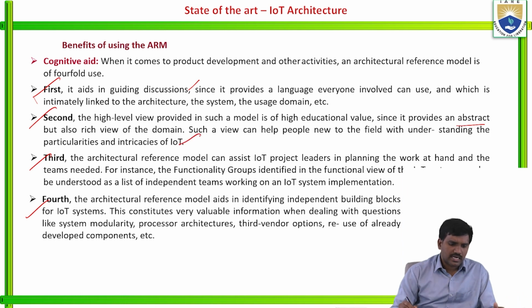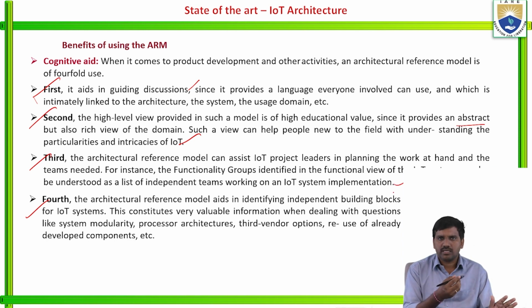Next, the third one: the architecture reference model can assist IoT project leaders in planning the work at hand and the teams needed. For instance, the functionality groups identified in the functional view of the IoT system can also be understood as a list of independent teams working on the IoT system implementation. So this is the third benefit of using ARM. Next, the fourth one: the architecture reference model aids in identifying independent building blocks for the IoT system. Then it constitutes very valuable information.